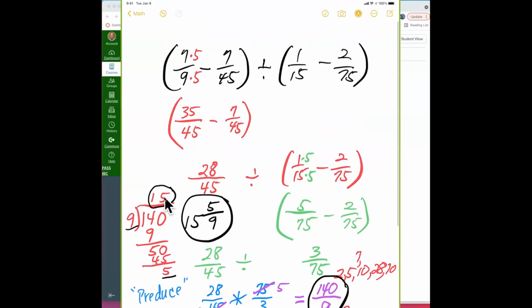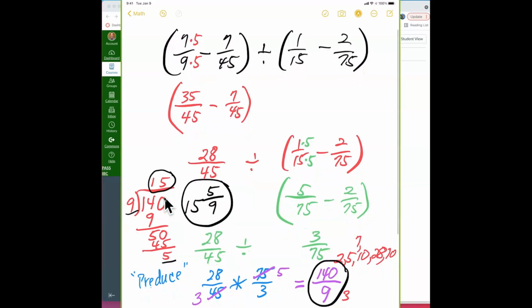Sometimes at WAMAP they say don't change it. Sometimes they say do change it. So this would be our answer. Okay, 140/9 or 15 and 5/9.